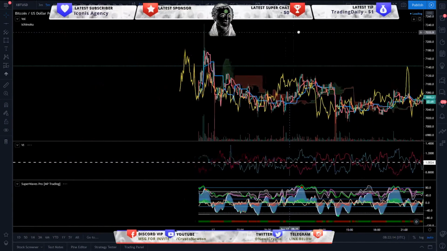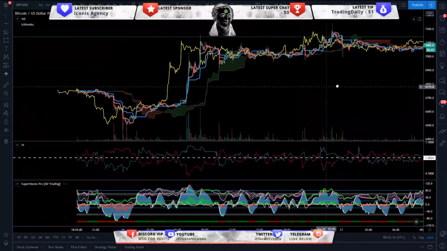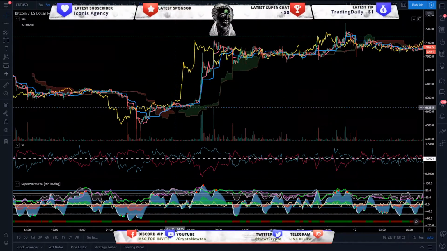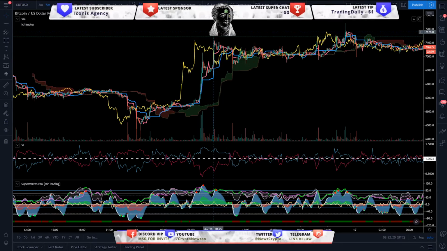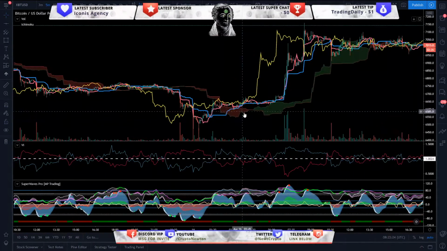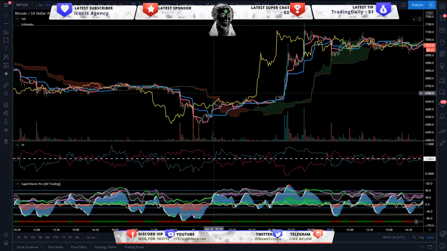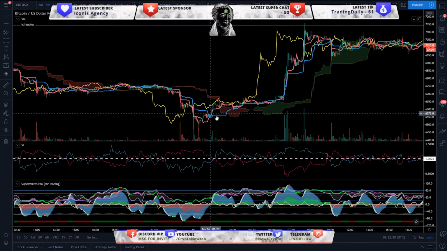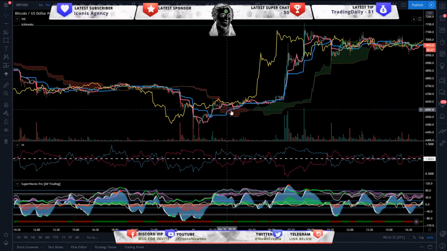Trust me, everything works well with backtesting. Let's go over here. This is when we had our pretty big pump from $6,600 all the way to $7,100, right? Now, nothing would have ticked off here. Why? A few things would have ticked off here, but not everything would have ticked off.